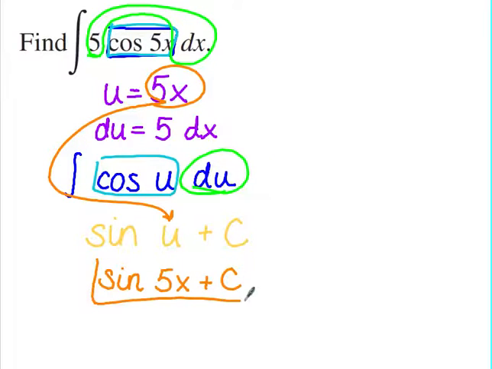I didn't leave the du out. The du is necessary because in order for you to properly integrate, you have to have that part. That's the variable of integration. If you remember when we started integration, it was like the integral of 5x dx, the integral of x squared dx. You've always got to have this part.